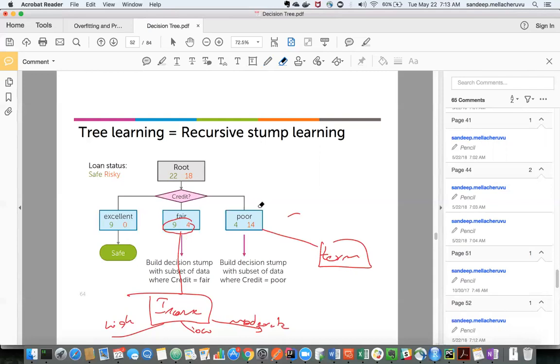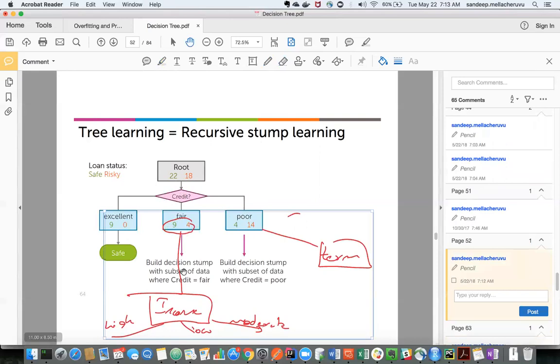Why is it recursion? We are doing the same decision stump learning again after splitting. So we split at this point, we got these nodes. Again, we are trying to do the same kind of split on a different variable. So that's why it is called recursion. You are doing the same thing again and again until you are done.